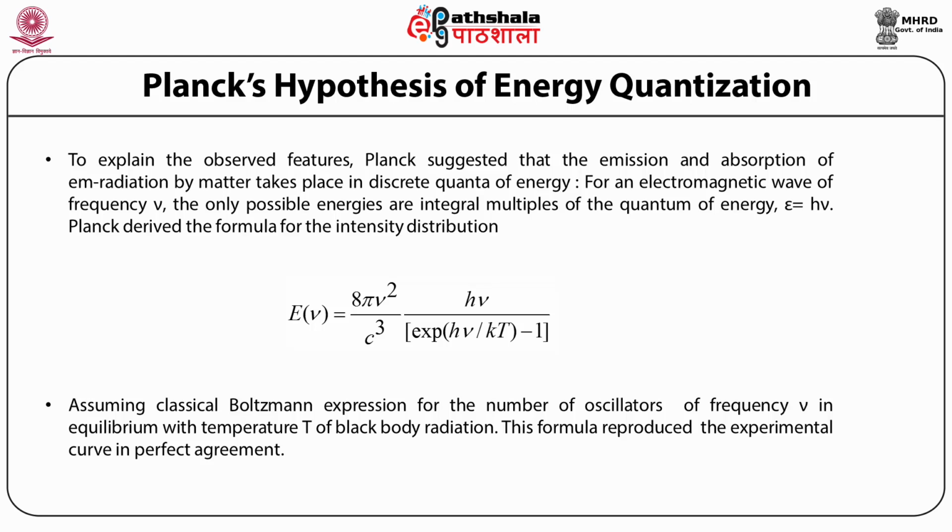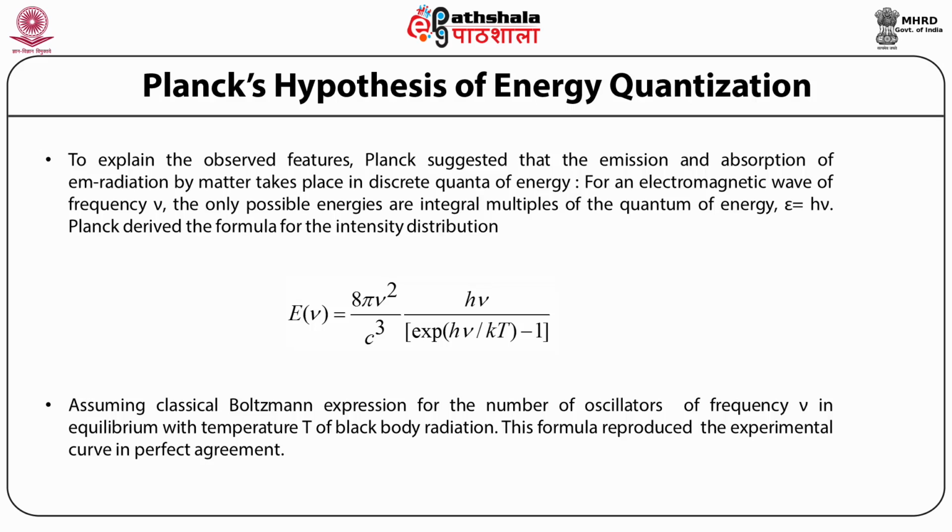So the expression that Planck derived using this suggestion, or rather using this theory that he proposed, was E as a function of mu is equal to 8 pi mu square by c cube into h mu upon bracket open exponential within bracket h mu by kT minus 1 bracket closed. This is the expression for energy that Planck gave.